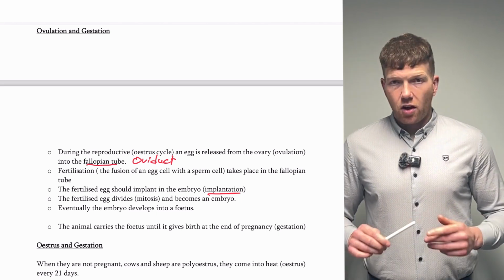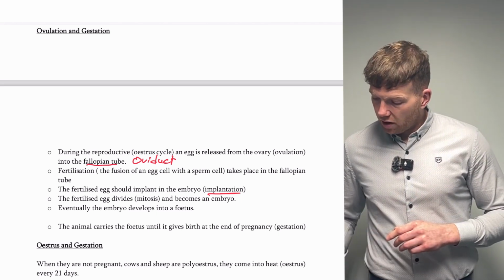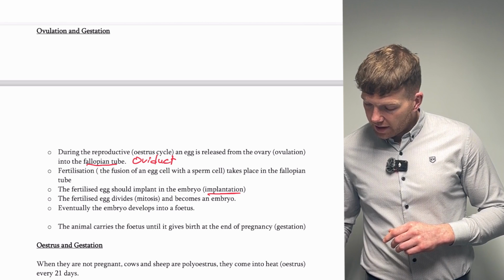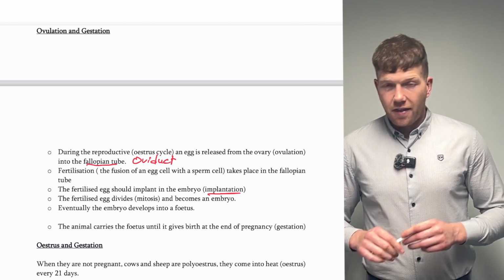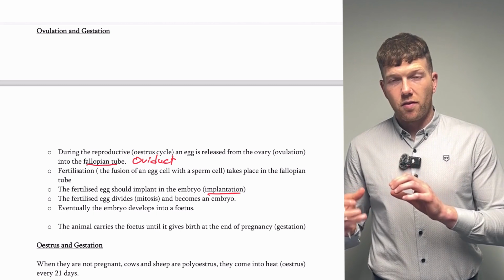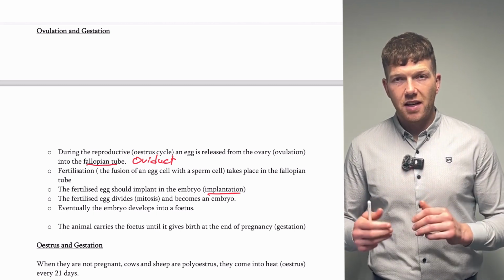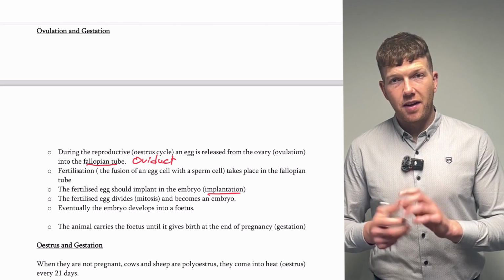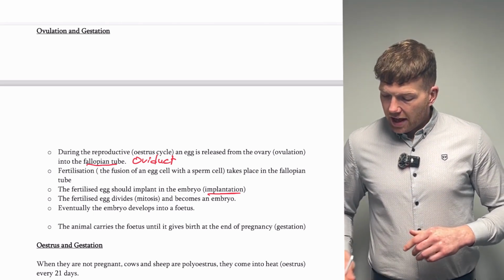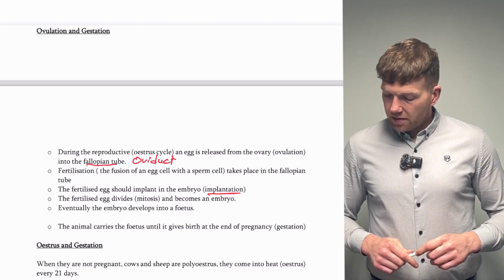So it's now called a zygote. It develops into what we call an embryo. When we're talking about the embryo, it's important to note that the zygote divides by mitosis, forming a ball of cells, and that's an embryo. It divides by mitosis and becomes an embryo.